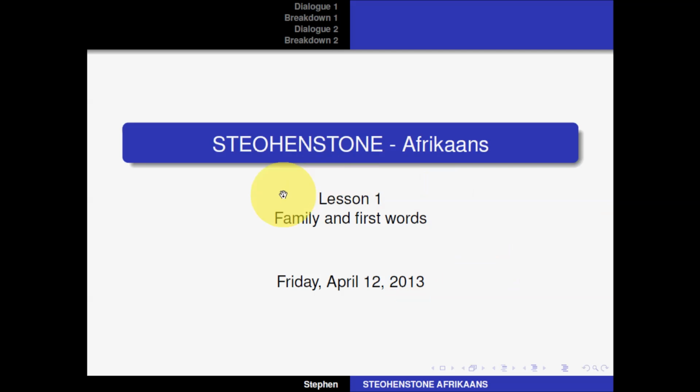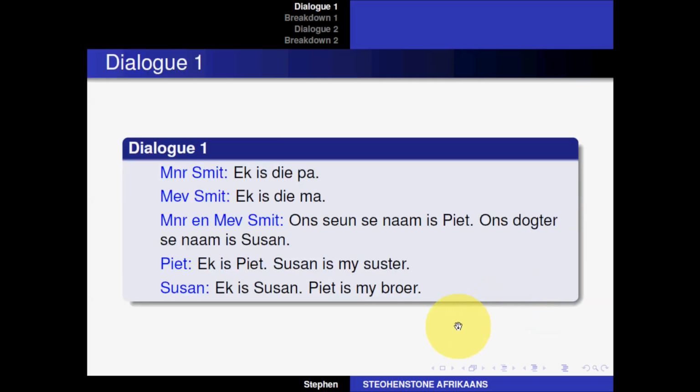This is lesson 1 in a series that first teaches us some vocabulary, and later on we'll worry about pronunciation and things like that. So the first lesson is on family and some basic first words, introducing your family. We'll start off by me reading the dialogue and then we'll look at the sentences one at a time.